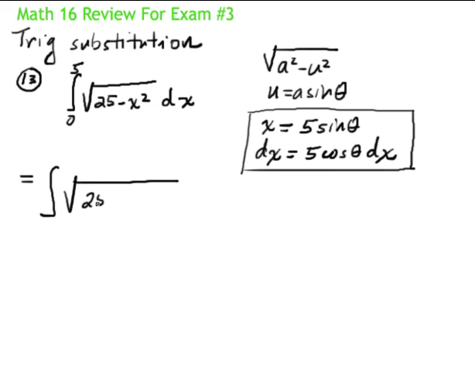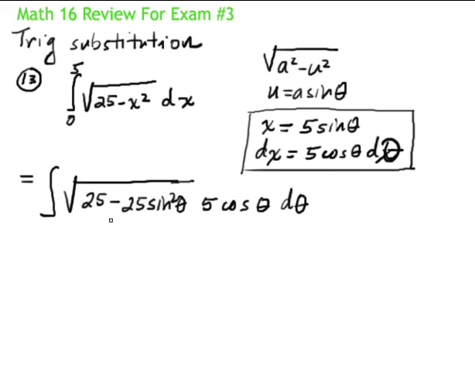So we have 25 minus 5 sine theta squared, that's 25 sine squared theta. And now for dx we put 5 cos theta d theta. Now notice I dropped the limits from 0 to 5 because these are x limits, not theta limits. When we switch back to x, then we'll bring back the limits.